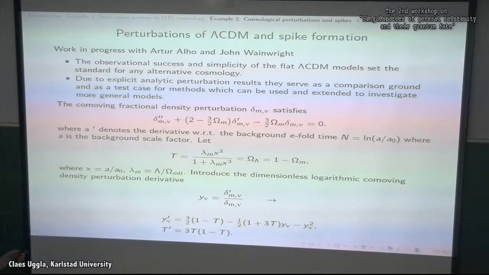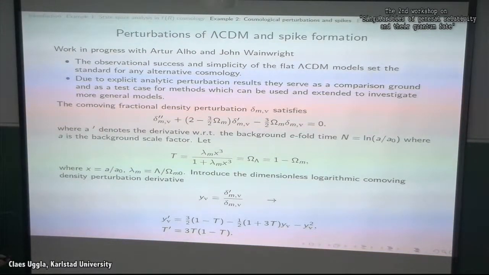But whatever model you have by now, you compare it with lambda CDM, because of its simplicity and its amazing observational compatibility, even though there are some problems. It sets the standard for what you are supposed to beat if you are going to do that. Also, you have an analytic solution for the problem, even up to second order, as I said. So this makes it a good test case with which you can compare whatever you want to do.